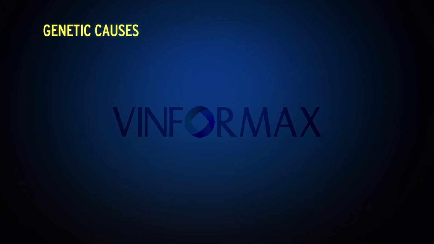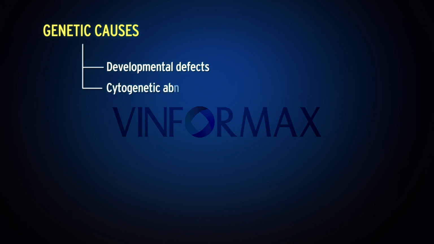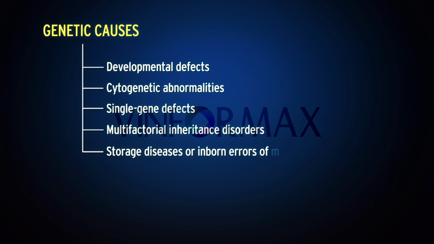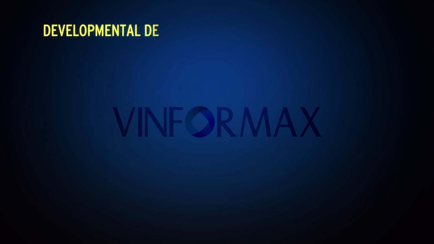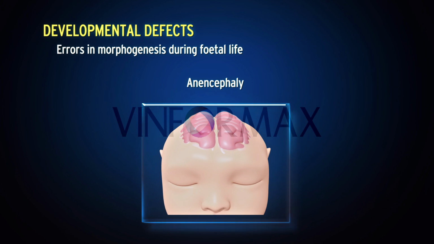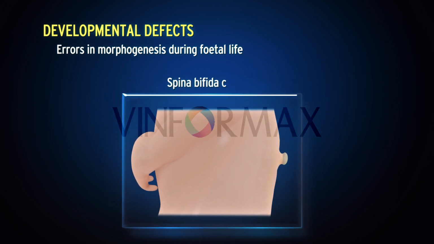Genetic causes may be further classified into developmental defects, cytogenetic abnormalities, single gene defects, multifactorial inheritance disorders, storage diseases, or inborn errors of metabolism. Developmental defects are a group of abnormalities that occur due to errors in morphogenesis during fetal life. Example: anencephaly and spina bifida complex.